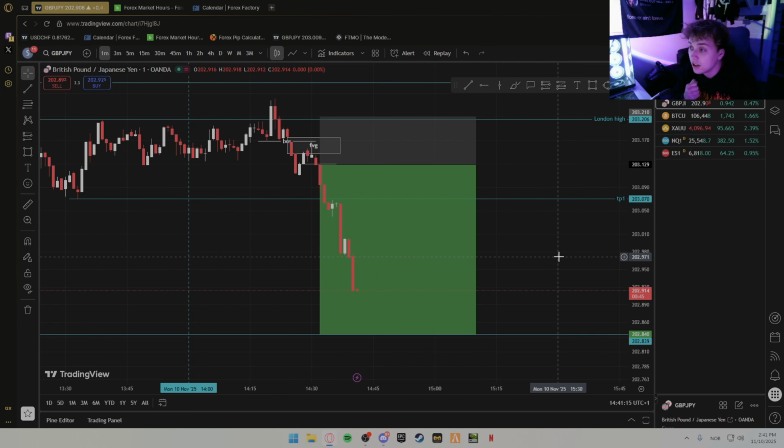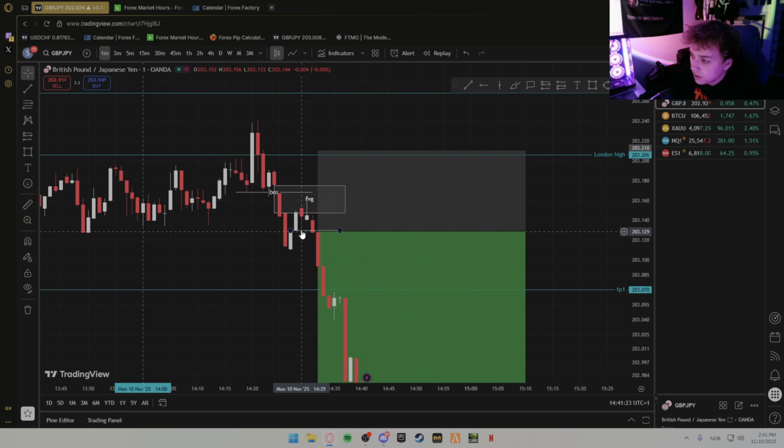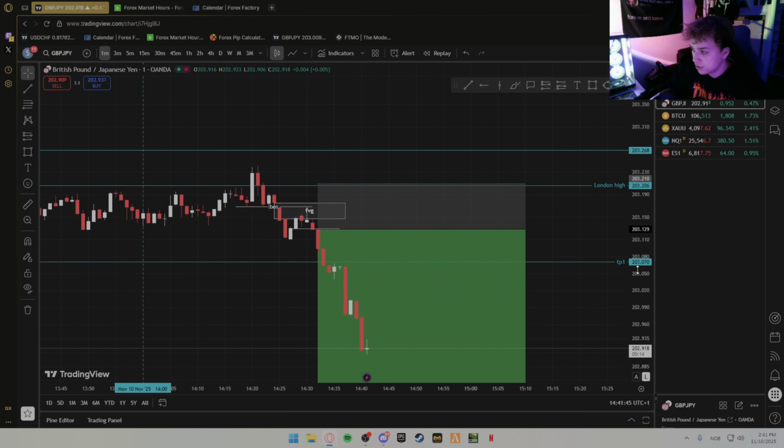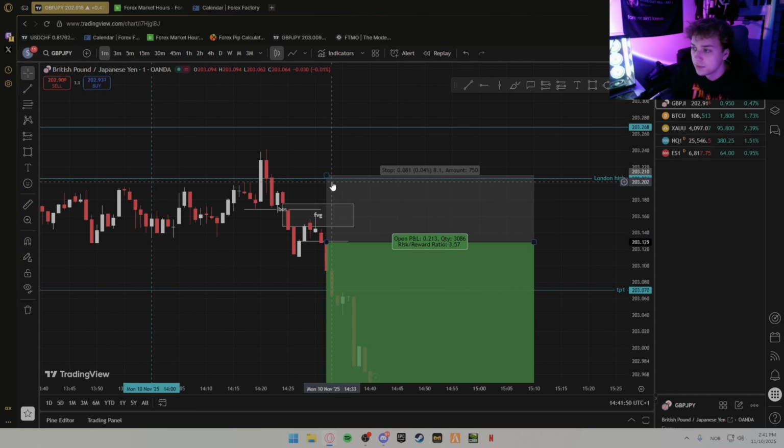Have your mind in the right place, because imagine I entered off of only this red candle right there. I have done it before because I get FOMO and don't want to miss out on a good entry. But now I was patient. I waited for this candle, and as you can see, super smart. Because if I entered off this, it could have just kept going up and stopped me out.